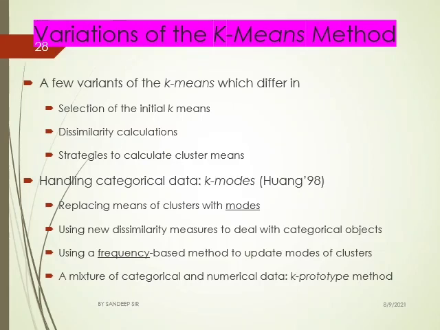This can also be done using new dissimilarity measures. Some other dissimilarity measures can also be there in terms of categorical data. You can also use a frequency-based method to update modes of clusters. So the frequency method can also be used, and a mixture of categorical and numerical can be there, which is known as the K-prototype method, which is a mixed method.